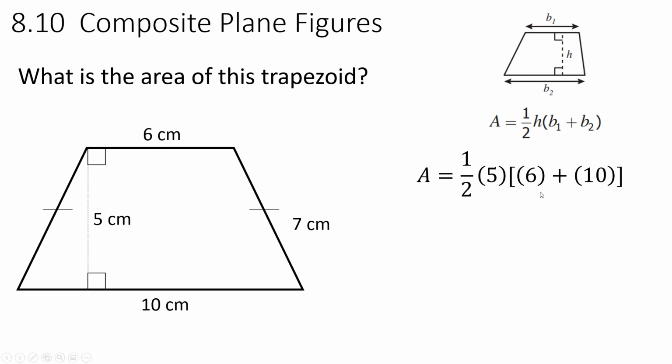So we're going to plug in what we have here and do some order of operations. You could plug it all into Desmos and get an answer. 6 plus 10 gives you 16. It ends up working out to 40. So the area of this figure is 40 square centimeters. Moving on.